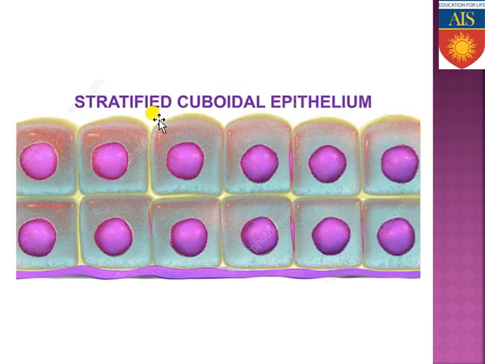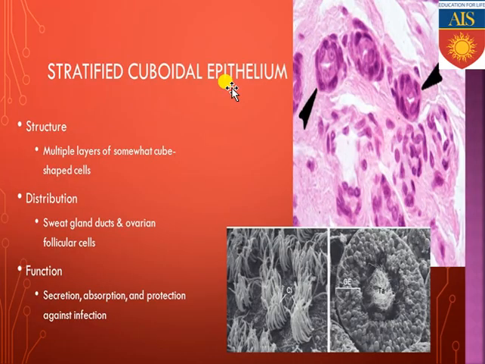Okay, going for the next, that is stratified cuboidal epithelium. Exclusively this specific type of epithelium is made up of cuboidal shaped cells, and the superficial cells are obviously cuboidal shaped. They are present in the sweat glands, ducts as well as in the ovarian follicular cells, because those locations are actually controlled by this cuboidal epithelium, and they are stratified also.